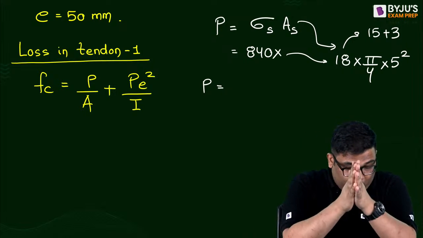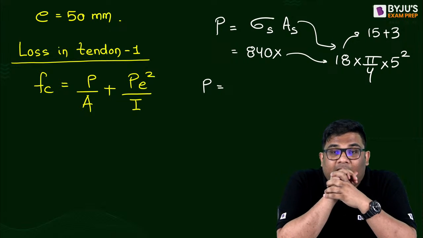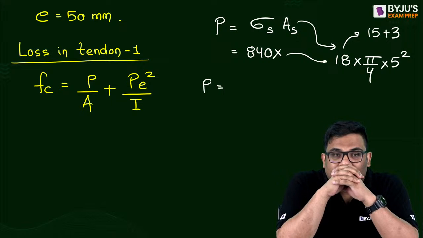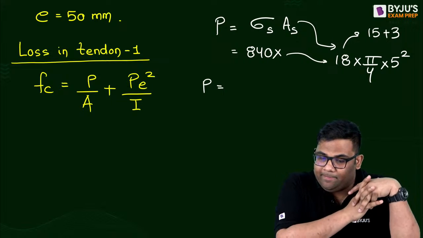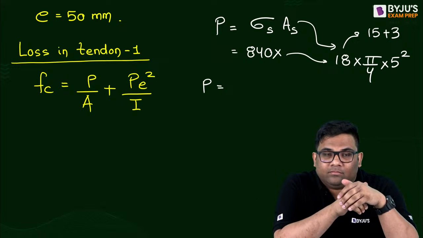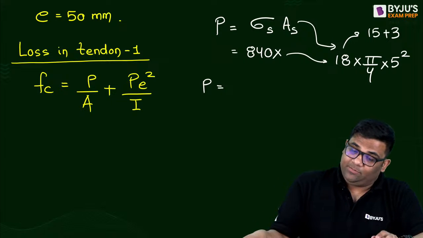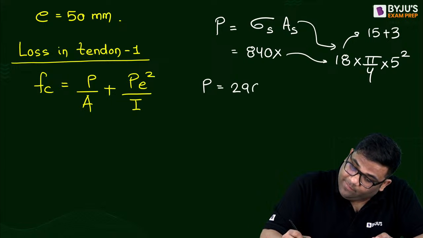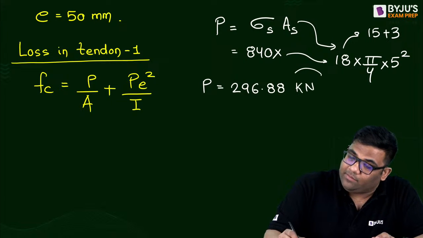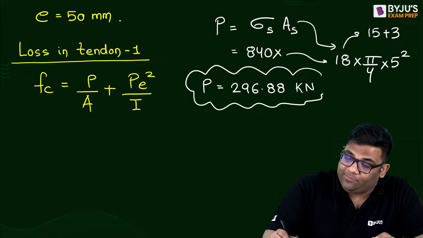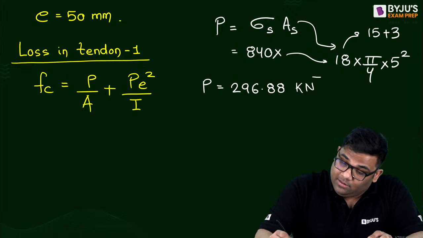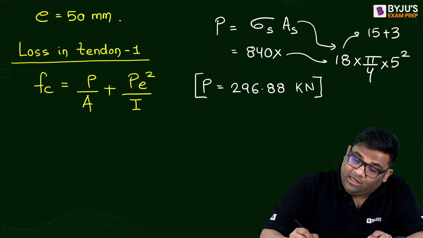Tell me, how much is coming? How much are you getting, ladies and gentlemen? P force. 296.88, very good. I am getting 296.88 kilonewton. Very good. Yes, because it is the total one that you will find out.